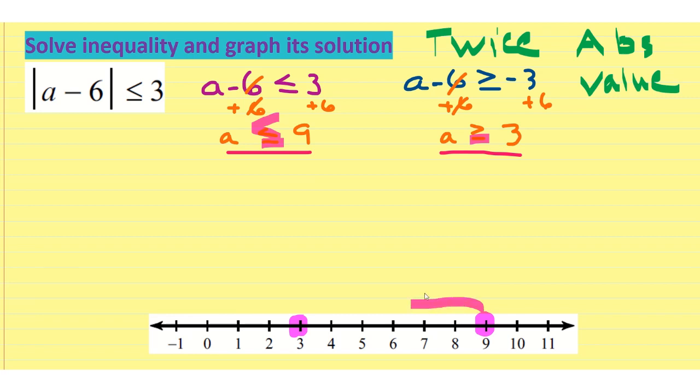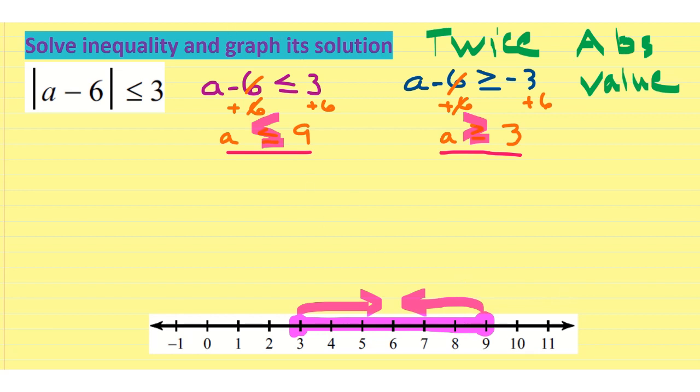Now we look at our inequality signs, and it says A is less than or equal to the 9. So less than the 9 is going to go toward the negative numbers. And this one says the A is greater than or equal to the 3. So if it's greater than the 3, it's going to go toward the positive numbers. So that means that everything in between our two endpoints will be part of our solution of our absolute value.